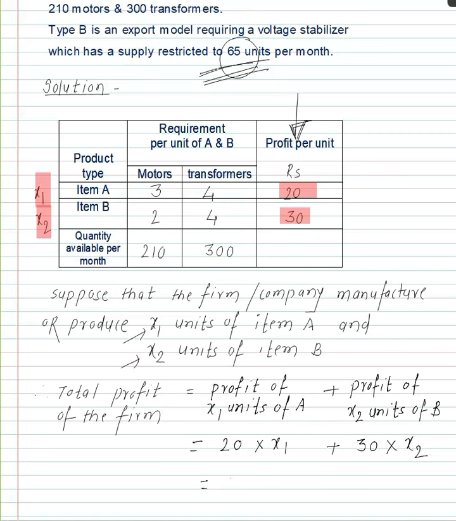So total profit will be 20x1 plus 30x2. Let us denote this sum by Z. We denote objective function by Z. Here Z is the total profit. This is equation number 1.